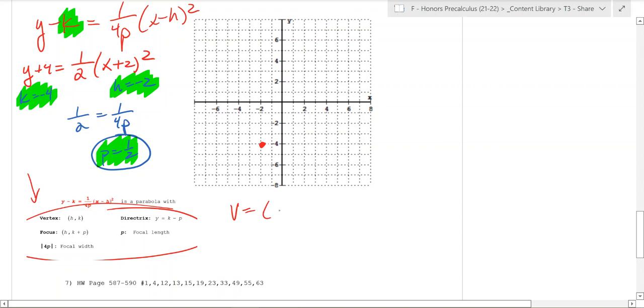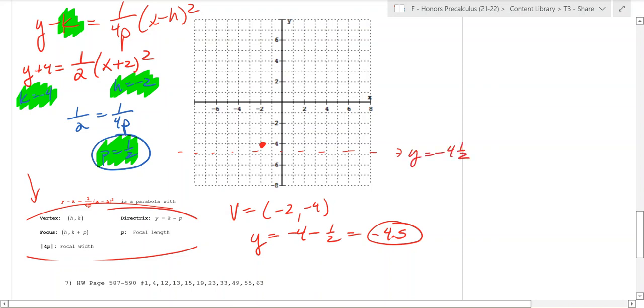So the vertex is going to be (-2, -4), which I plotted right above. The directrix is going to be y equals k minus p, that's the -4 minus p right there. So you know that p is equal to, what is it, a half right there, so -4 minus that, so it's going to be equal to y equals -4.5 right there. So there is your directrix right there. So -4.5 is right in the middle there, y equals -4.5.